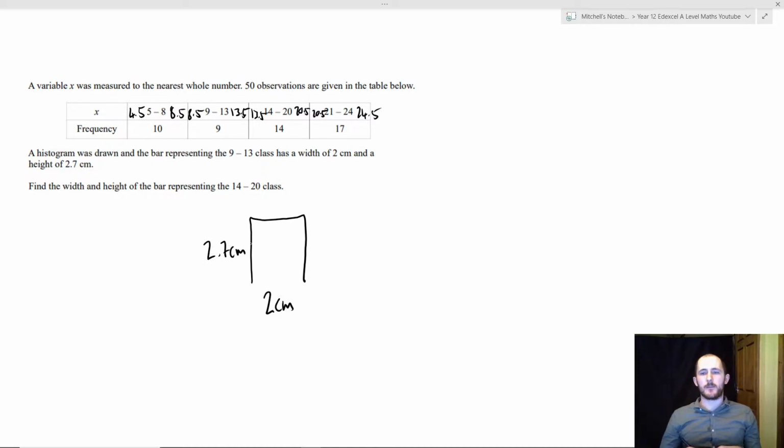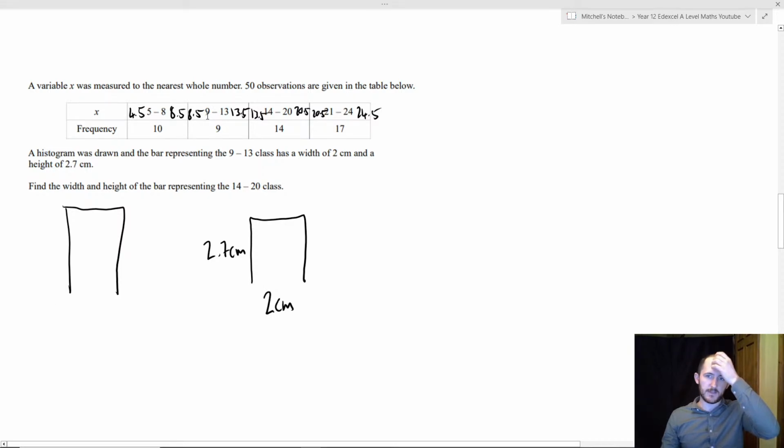Now, what we can think about is if we had a 1-to-1 scale, right, where one frequency density was 1 centimeter, what would the bar look like? So we're going to have this bar over here. Now the first thing we can do is actually work out the class width. This is the 9 to 13 class of here. So 13.5 minus 8.5 gives us 5. So it's 5 units. Okay.